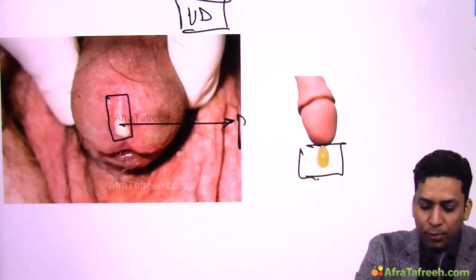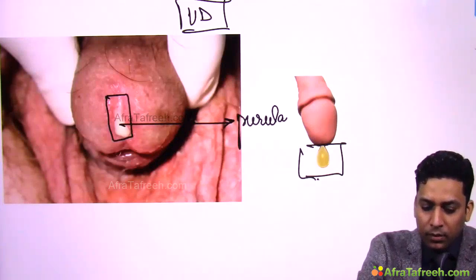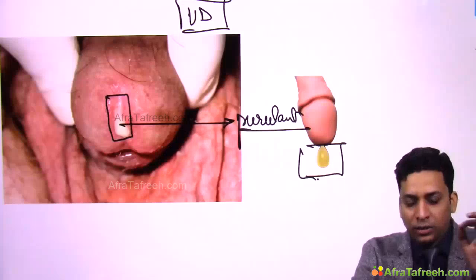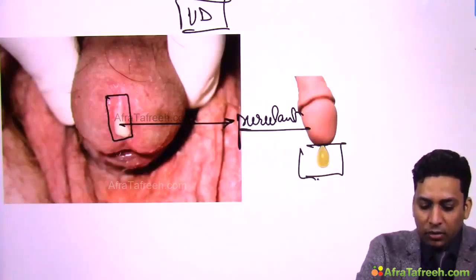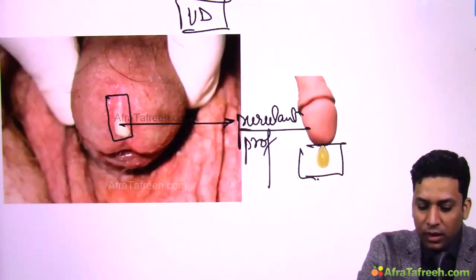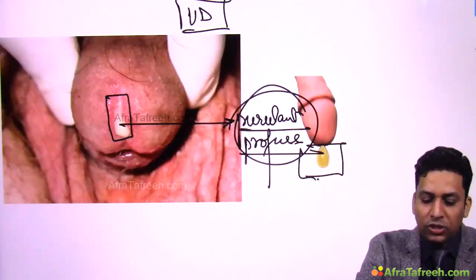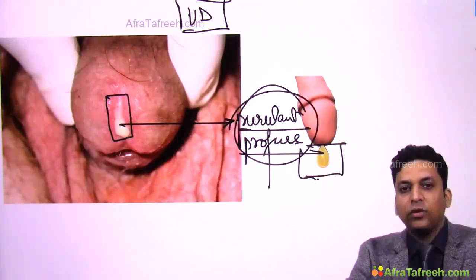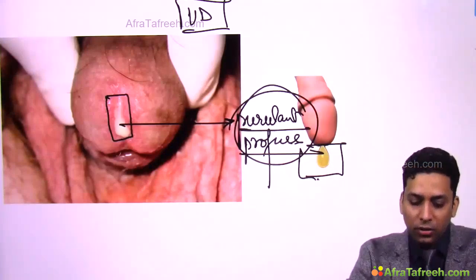Yellowish in color, purulent, and in large quantity it is coming out, so profuse. And whenever you get profuse purulent discharge, this is suggestive of gonorrhea. So this is gonococcal urethritis.